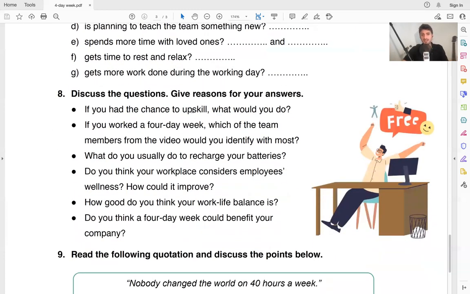So if you had the chance to upskill, if you had the chance to learn a new skill, what would you do? For example, with me, I have a lot of skills. I'm very happy with my skills, but if I had the chance to upskill or to learn a new skill, I would learn programming. I would learn a computer language, especially when it comes to blockchain technology. I think that's the future. So I would choose that.